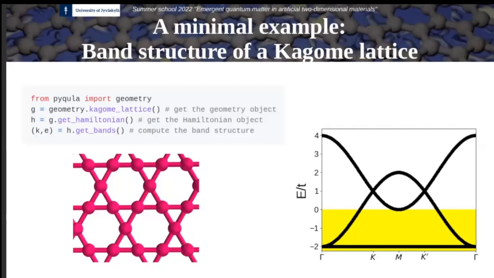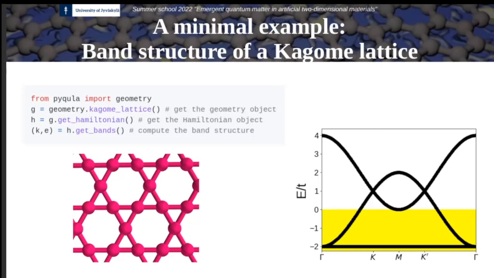All right, great. So now let me show you a minimal example of this library. As a minimal example, let us just imagine that we want to compute the electronic structure of a Kagome lattice. A Kagome lattice is this type of lattice. It's like a triangular lattice, but in which one of every four atoms just disappeared. And this lattice is, of course, very important because it has flat bands. So if you want to compute this kind of model with Pyqula, the only thing that you have to do is first create the geometry, and you just do it with geometry.kagome_lattice. Then once you have the geometry, you can get the Hamiltonian.